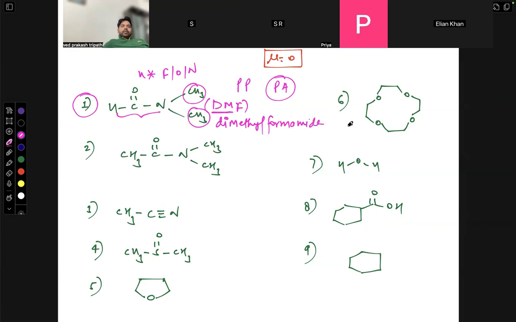Okay. What about the second one? Polar aprotic or protic? I think you already told me this is polar aprotic. Yes. What is the name of this? This is dimethyl acetamide, DMA. Dimethyl acetamide.